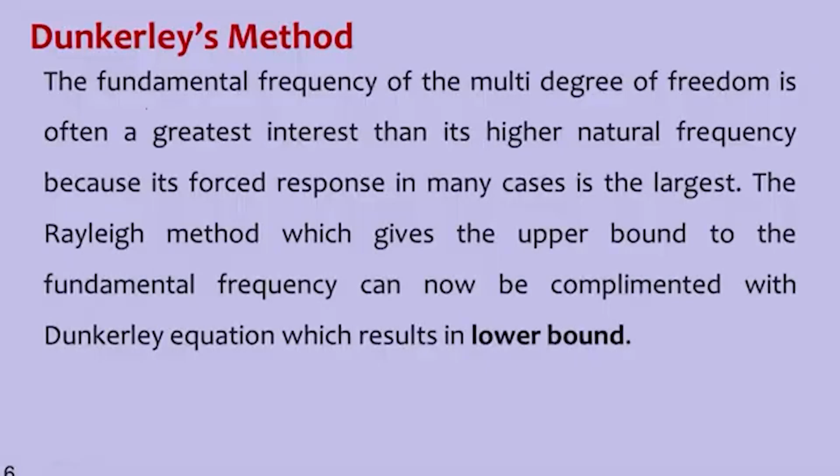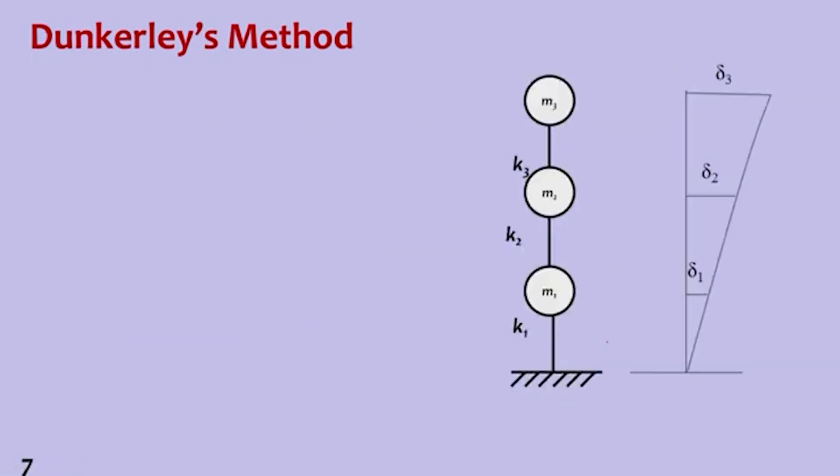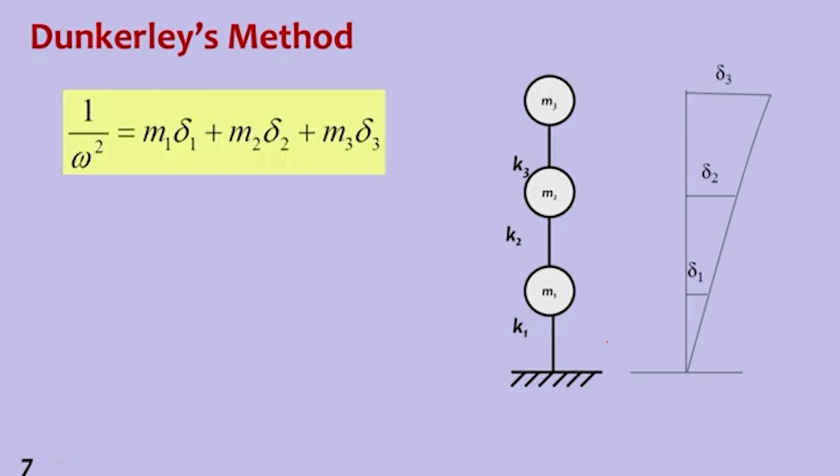In this, the fundamental frequency of a multi-degree of freedom system is often of greater interest than its higher natural frequencies, because its forced response in many cases is the largest. So, Rayleigh's method, which gives an upper bound to the fundamental frequency, can now be complemented with Dunkerley's equation, which is a lower bound method. What is the concept of Dunkerley's method? It works with the flexibility coefficients. One simple equation is there: 1 by omega square is equal to m1 delta 1 plus m2 delta 2 plus m3 delta 3 plus so on.